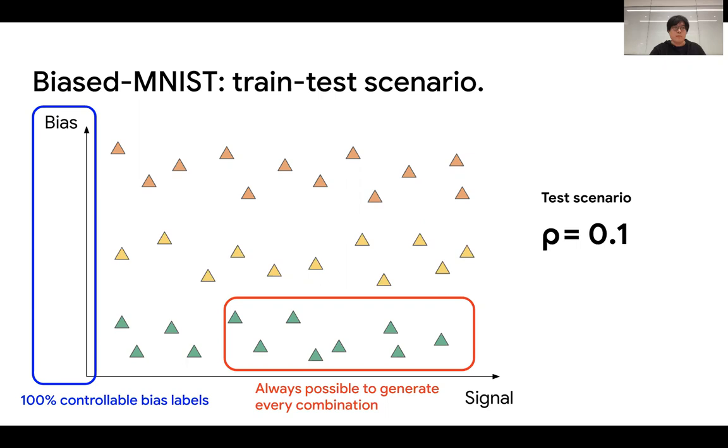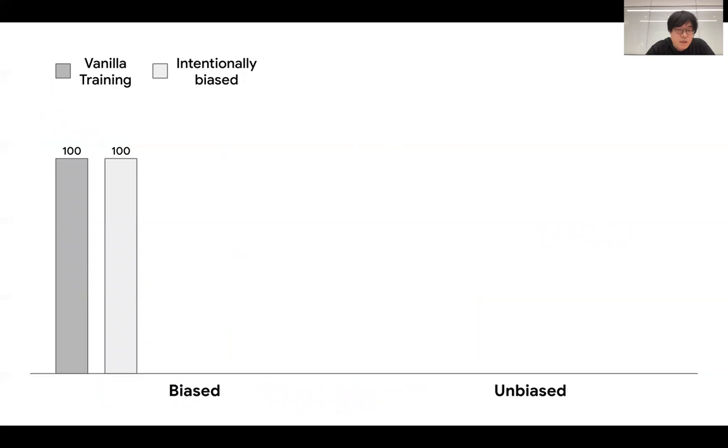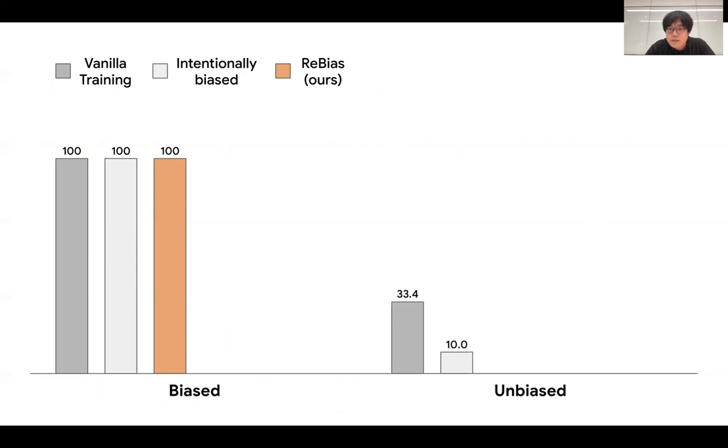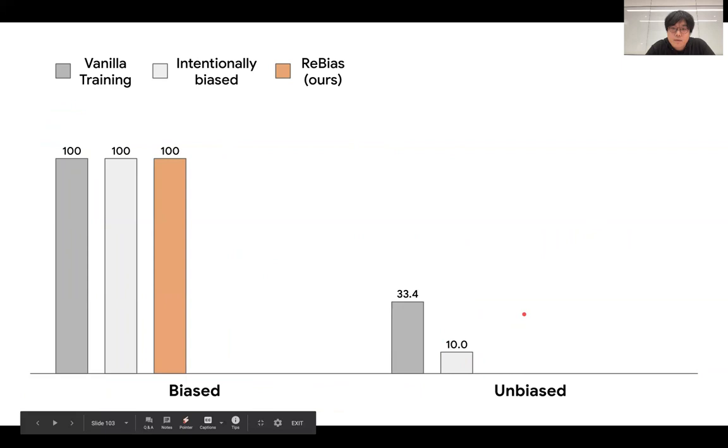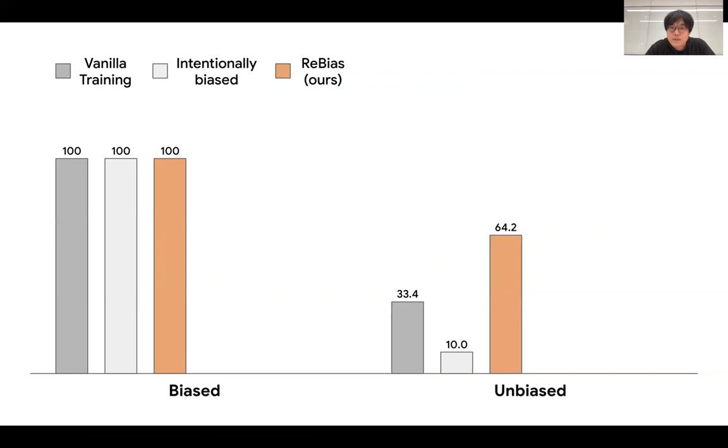So here is our result. Here is the biased accuracy of the vanilla training and the biased model or small residual field model. And ours, of course, achieves 100% biased accuracy. In the unbiased setting, the previous models or baselines failed to generalize. This 10% accuracy is exactly the same as the baseline that just sees the bias only. But ours greatly improves the accuracy in the unbiased setting.